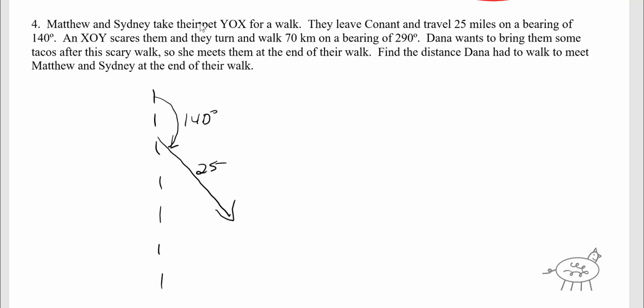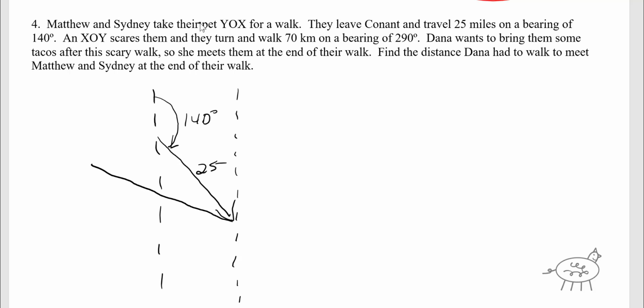Okay. An ixoi, very scary. An ixoi scares them, and they turn and walk 70 kilometers on a bearing 290. So again, another bearing line, guys. Here's another bearing line, and they're walking 290. So if straight to the right is 90, straight down is 180, and straight to the left is 270, then 290 is like this.